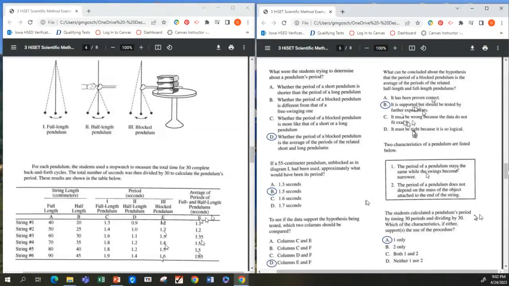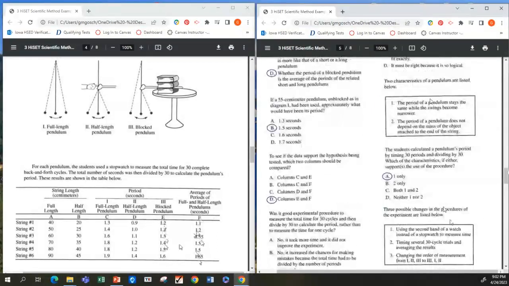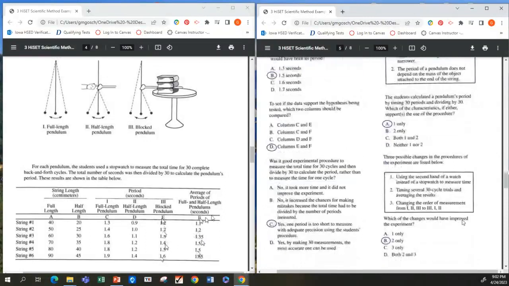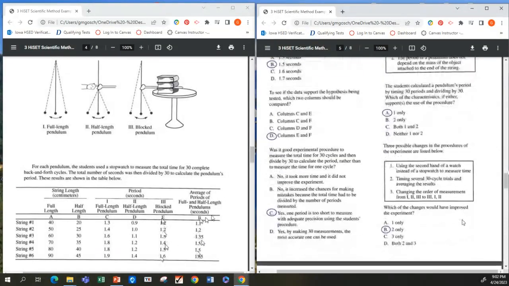The fact that it stays the same while its swings become more narrow, that's why they chose to do 30 periods and divide by 30 to get their time, because of the statement in statement 1 there. Okay, 3 possible changes in the procedure of the experiment are listed below.